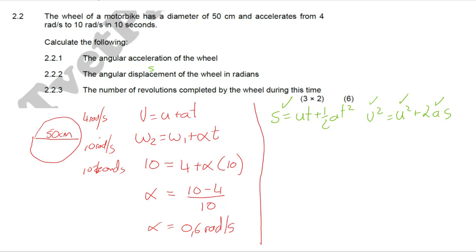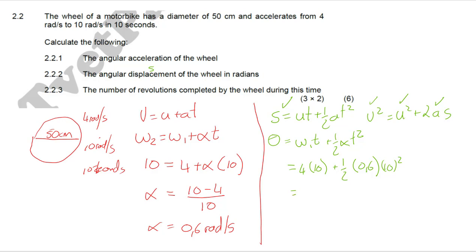Okay, so for the first one, if I write it for angular displacement, it would be theta, the angular displacement, is equal to omega 1 times time plus a half alpha t squared. Let's write alpha nicely. It's an alpha. So we have omega 1, which is the initial, given to us as 4 radians per second, times 10, plus a half. We've just calculated the acceleration, which is 0,6, times 10 squared.